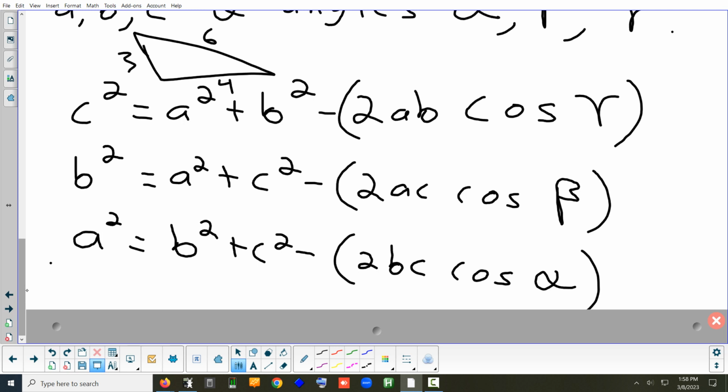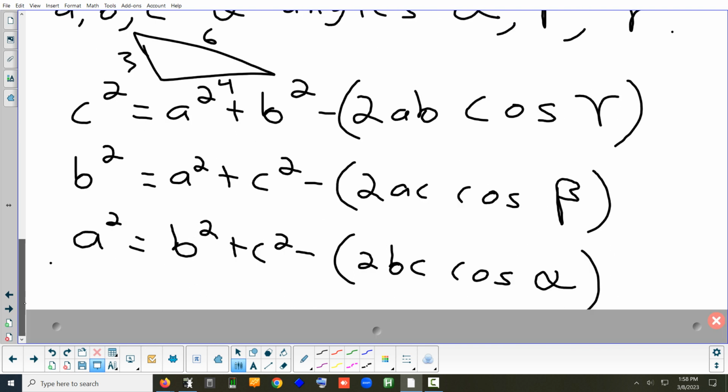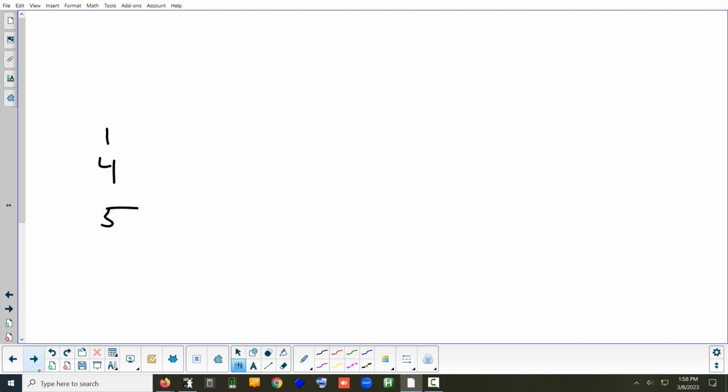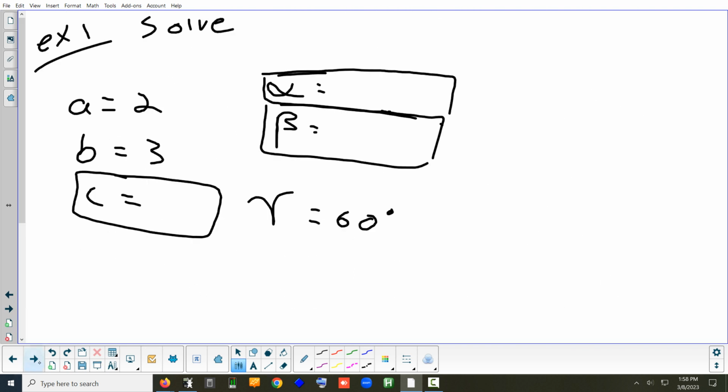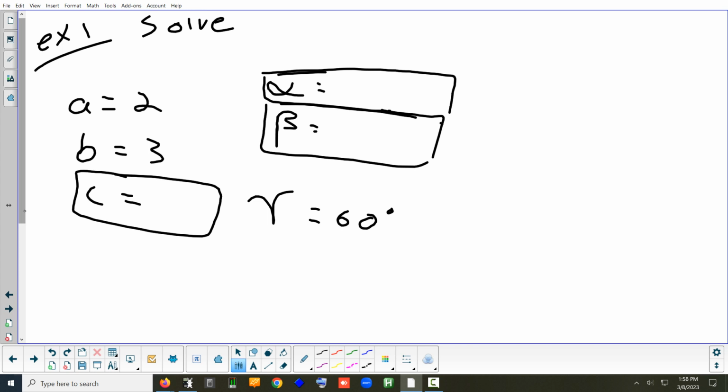So I mentioned there's two different types: side angle side and side side side. We'll try one of each. Okay, so that's the first problem that I gave you. A is 2, B is 3, and gamma is 60 degrees.